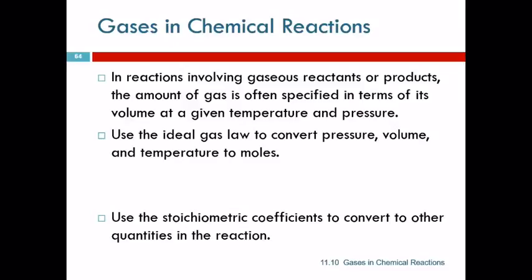When we have a chemical reaction that involves gas as a reactant or as a product, we don't usually measure the gas in terms of its mass because gases are very difficult to weigh. We often specify it in terms of a volume at a particular temperature and pressure. And then we can use the ideal gas law to convert the pressure, the volume, and the temperature to the number of moles. And that's what we did in that experiment where we generated hydrogen gas.